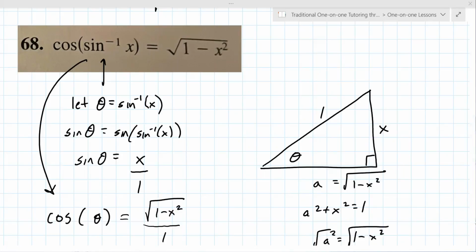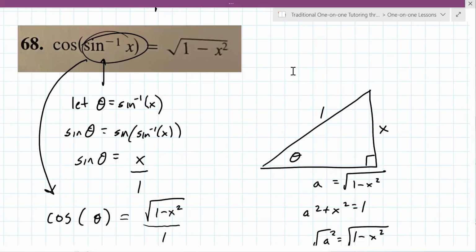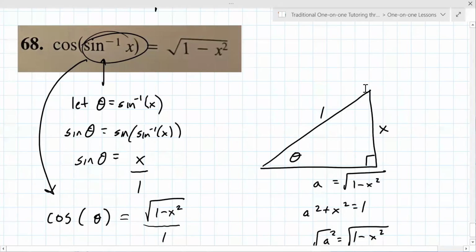I cut out for a little bit, something on my internet. Can you explain the first part again? So you always let theta equal whatever is inside here. We're going to do a more complicated one, but when you do that, you have to draw this triangle.